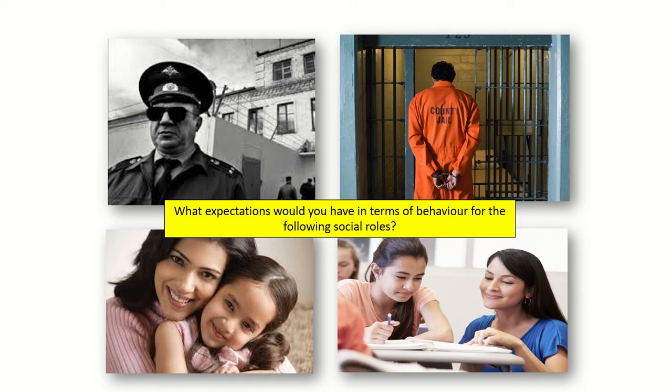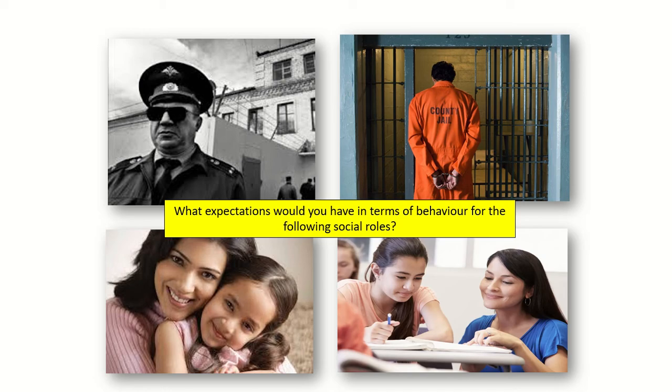Okay, so let's have a look at these social roles in a little bit more depth. So we've got a prison guard. We would expect the behaviour of that social role to involve authority. We would expect them to be able to control the prisoners, so have an element of authority but also presence within themselves, so they might be authoritative as well. So those are some behaviours that we might associate with a prison guard.